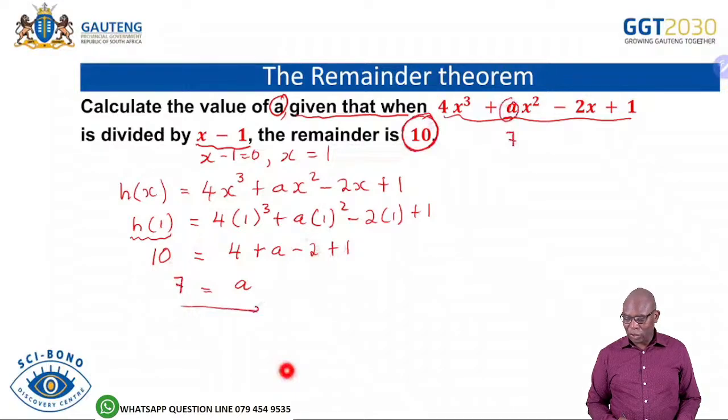Okay. So the remainder theorem is not very challenging. It is very straightforward. We're just substituting, getting the value of the remainder by substituting. This was just a bit of a challenging question to do.